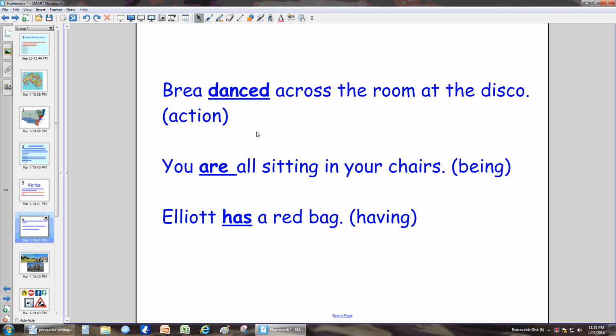Some examples. Bree danced across the room at the disco. That shows an action verb. She danced across the room. That's what she was doing. A being verb: you are all sitting in your chairs, that's what you're doing. You're still doing it, but it's a being verb. Elliot has a red bag. It's a having verb. Those words: has, have, and having.